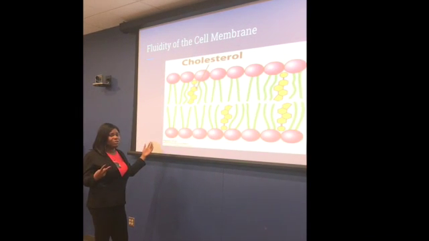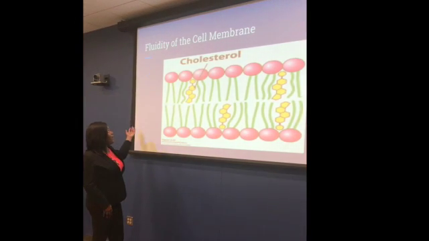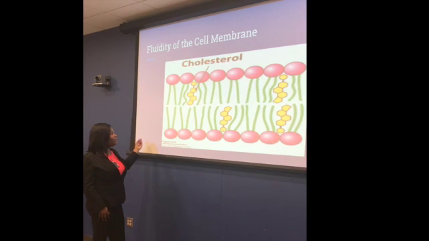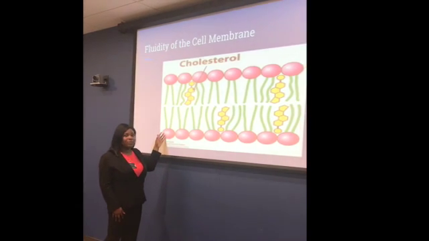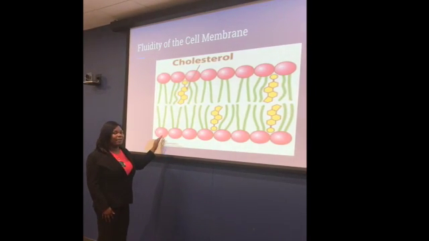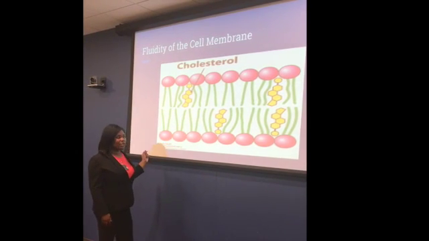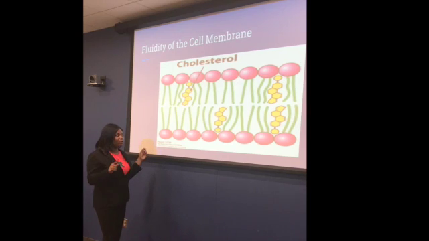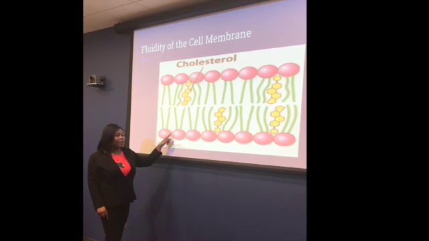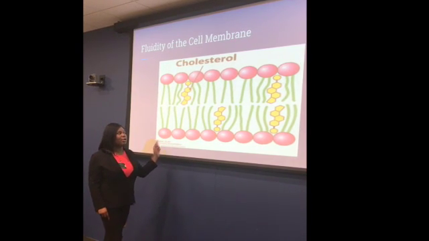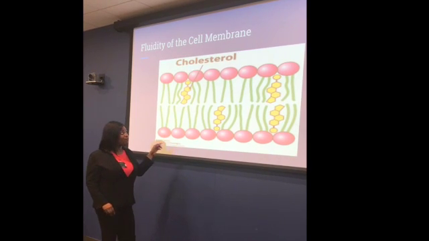The second function of cholesterol is it provides fluidity of the cell membrane. So here at high temperatures, the lipid bilayer is more fluid and cholesterol is more rigid. However, at low temperatures, the lipid bilayer is more rigid and cholesterol is more fluid.